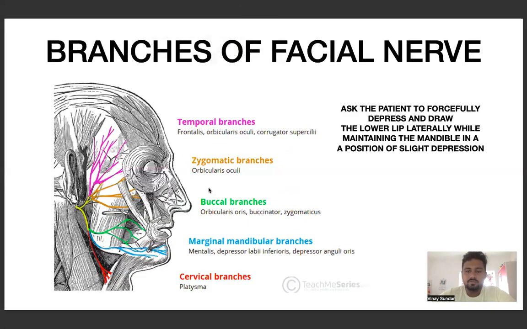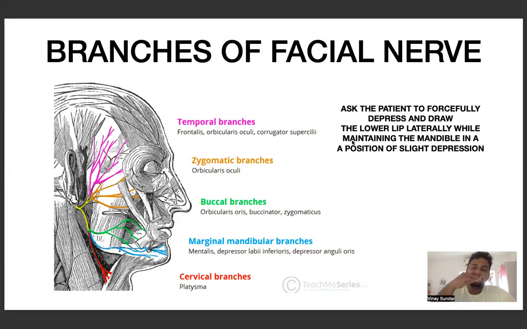Branches of the facial nerve. You usually remember the very popular diagram where you keep your five fingers across the face and divide it into five branches: temporal branches, zygomatic branches, buccal, marginal mandibular branches, and cervical branches. Some of the muscles supplied by these respective branches are platysma, mentalis, depressor labii inferioris, depressor anguli oris, orbicularis oris, buccinator, zygomaticus, and orbicularis oculi. So oculi is eye and oris is lips. Note the differences. And the temporal branches supply frontalis, orbicularis oculi, corrugator supercilii.